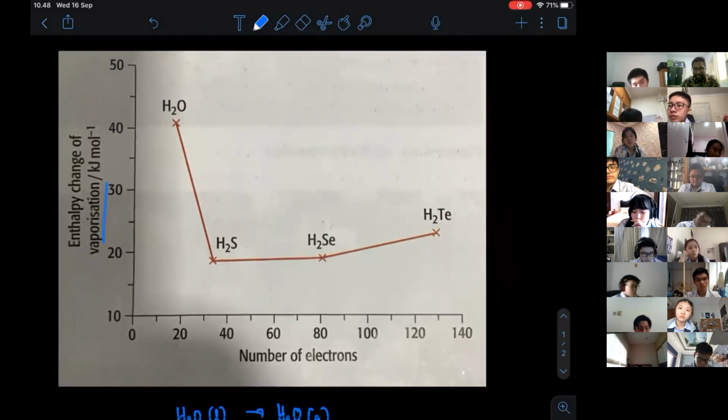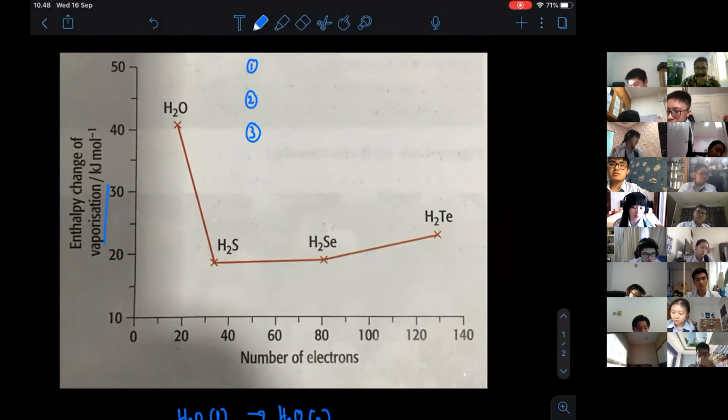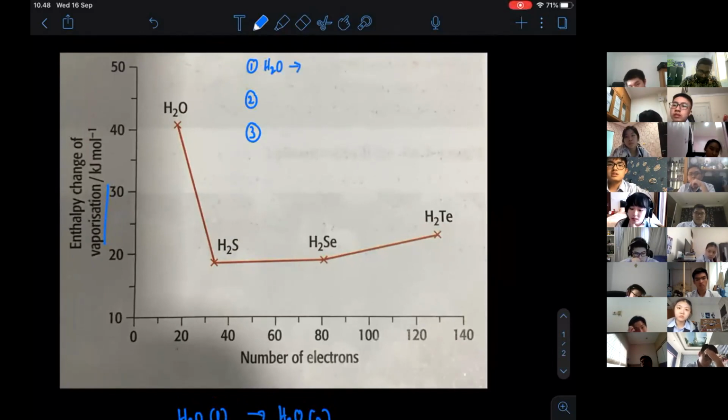So Nathan, can you put it in points, like what we have discussed just now? If I give you 3 marks for this, what are the things that you will discuss over here, Nathan? The one going down a group and also the types of forces. Okay, so please give me point number 1. H2O has a hydrogen bonding. So that's going to be your second point. H2O has stronger hydrogen bonding.